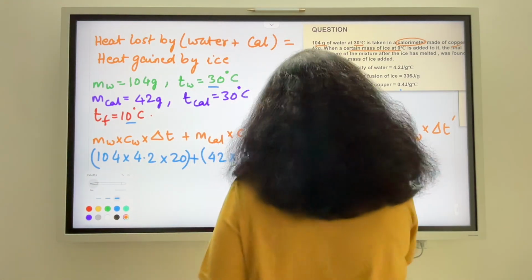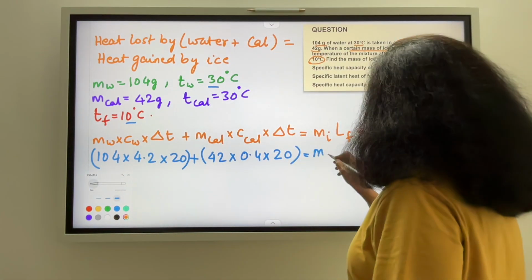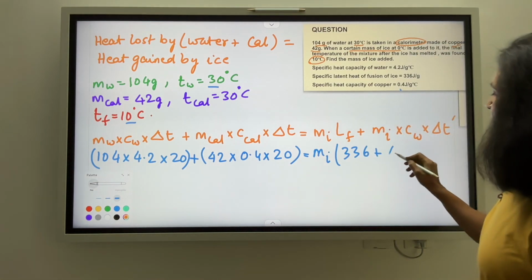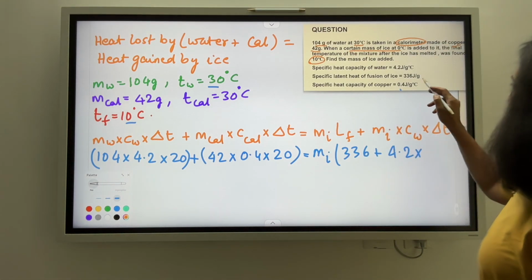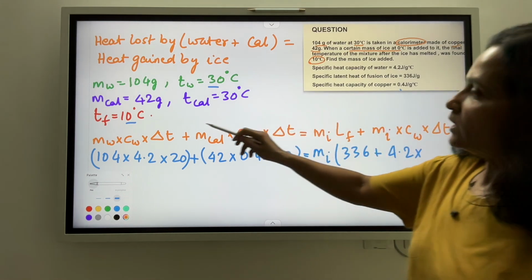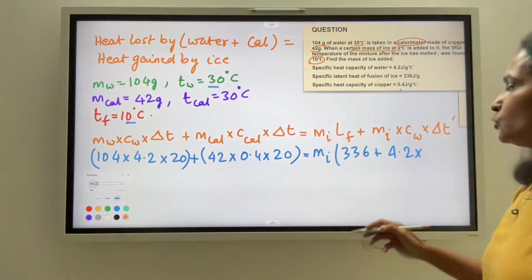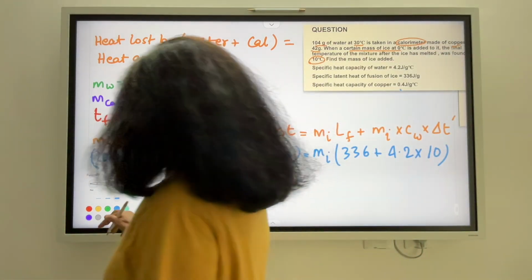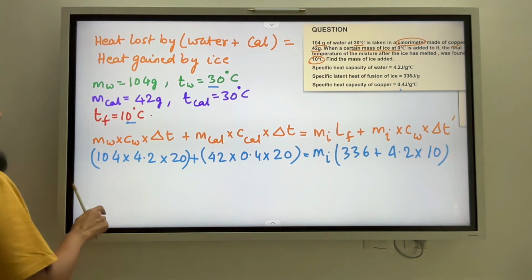Now what happens to this? The mass of ice can be taken as common. Latent heat of fusion 336 is given to us. Specific heat capacity of water is 4.2, and the temperature change which happens for ice, final temperature is 10, ice was at 0, so the temperature change is a 10 degree change. All right. Now what do we have to do?